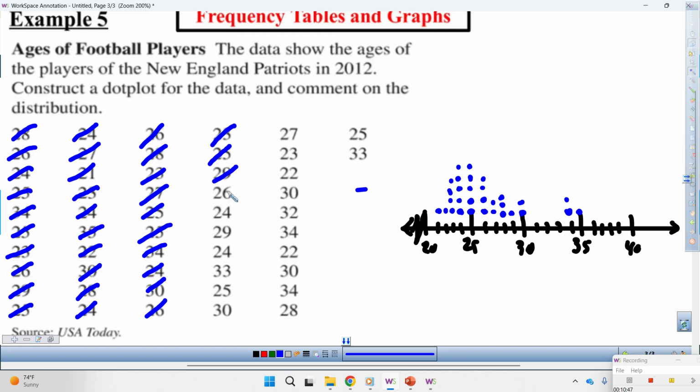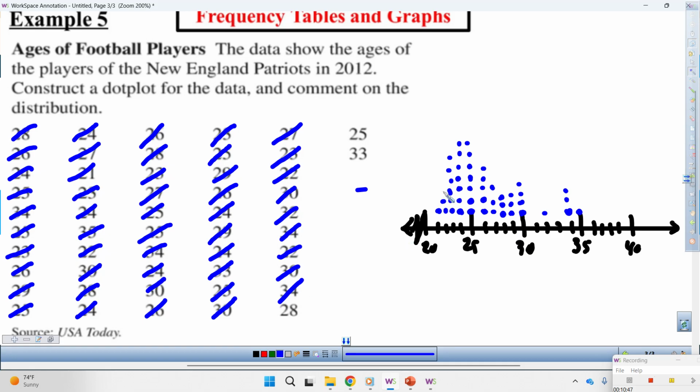25, 29, 26. 24, 29, 24. 33, 25, 30. 23, 25, 30. 27, 23, 22. 30, 32, 34. 22, 30, 34. 28, 25, 33.